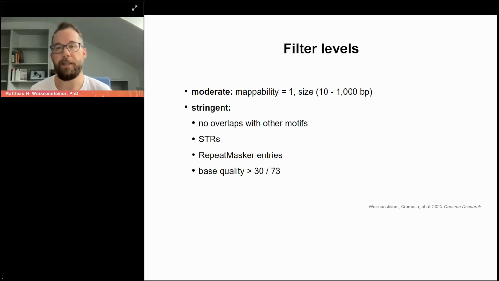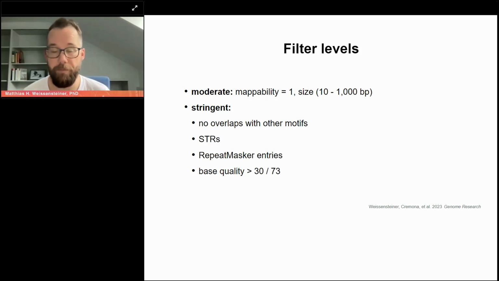So in our data set, we then applied 2 filter levels. The moderate filter level, where we only filtered out motifs with a mappability of less than 1. And also we applied a size constraint from 10 to 1,000 base pairs. Whereas in the stringent filter level, we were more strict about excluding overlaps with other motifs and also repetitive DNA.